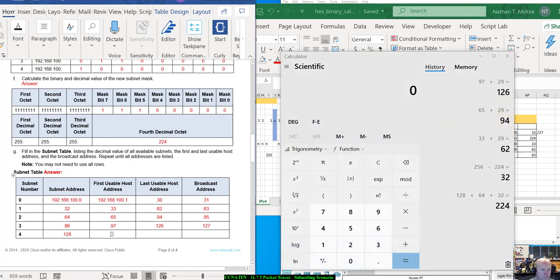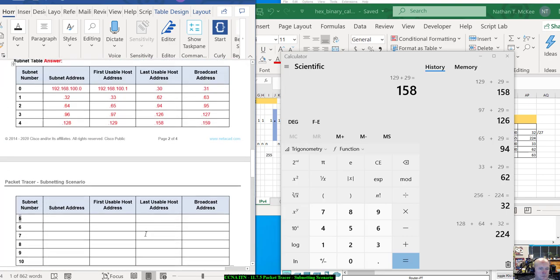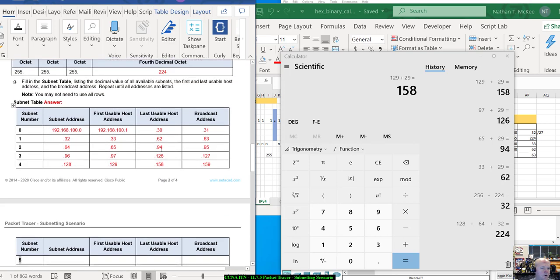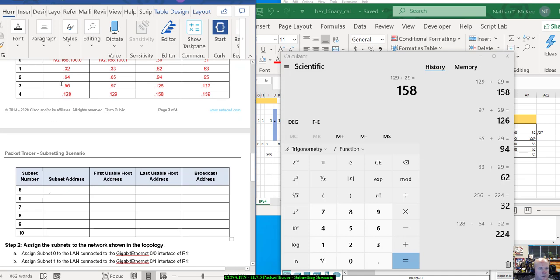All right, .129. 129 plus 29 more, so it would be .158, .159 is the broadcast. So they have a whole list of these things. All right. Let's format painter these.